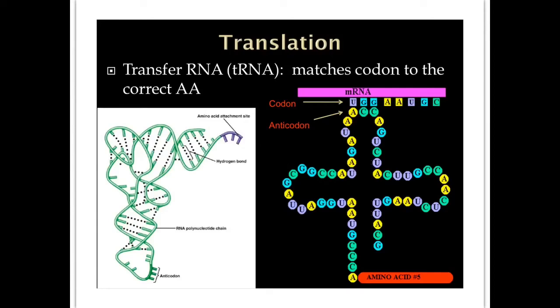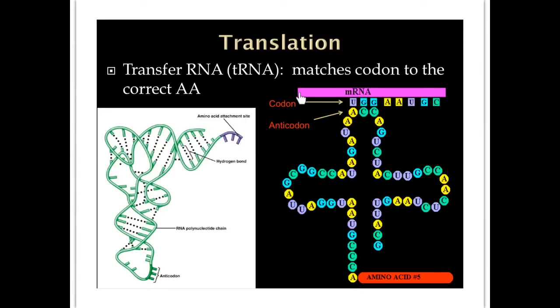Here's my tRNA. All right, I can see that it is a single-stranded molecule of RNA, but it's kind of twisted up on itself. tRNAs have 2 important parts to them. They have this amino acid attachment site, and they have this 3-base anticodon.